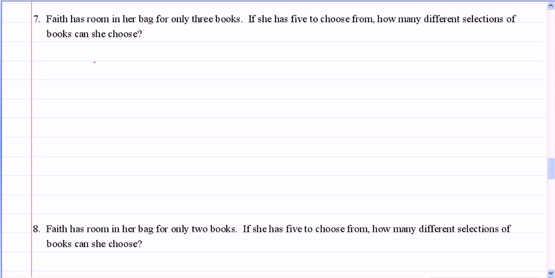So with number 7, Faith has room in her bag for only 3 books. If she has 5 to choose from, how many different selections of books can she choose? Now this problem is not a permutation. This is a combination. We have how many different selections? So let's say she has 5 to choose from. So let's use the same books that we used in example 1. We have a math book, an English book, science, history, and psychology.